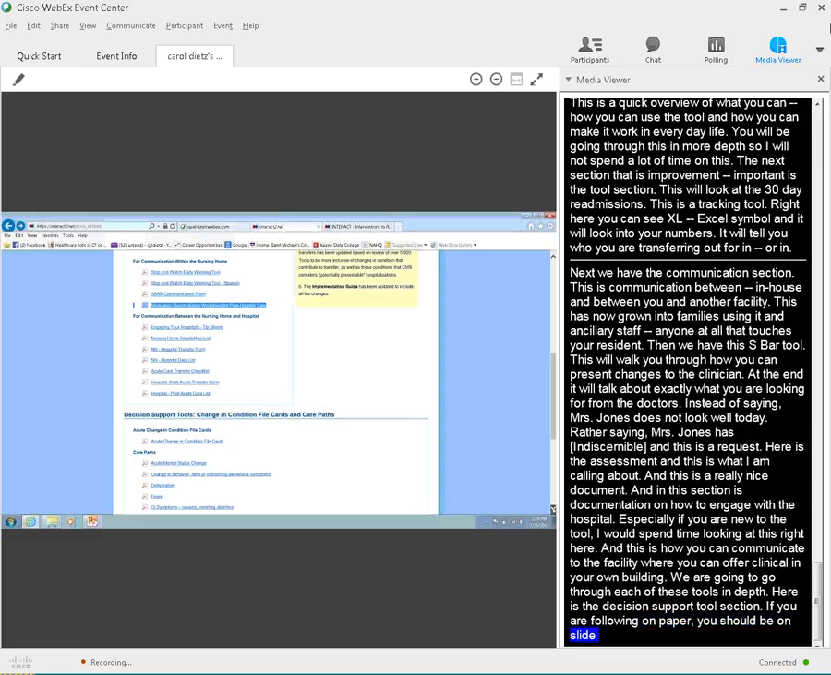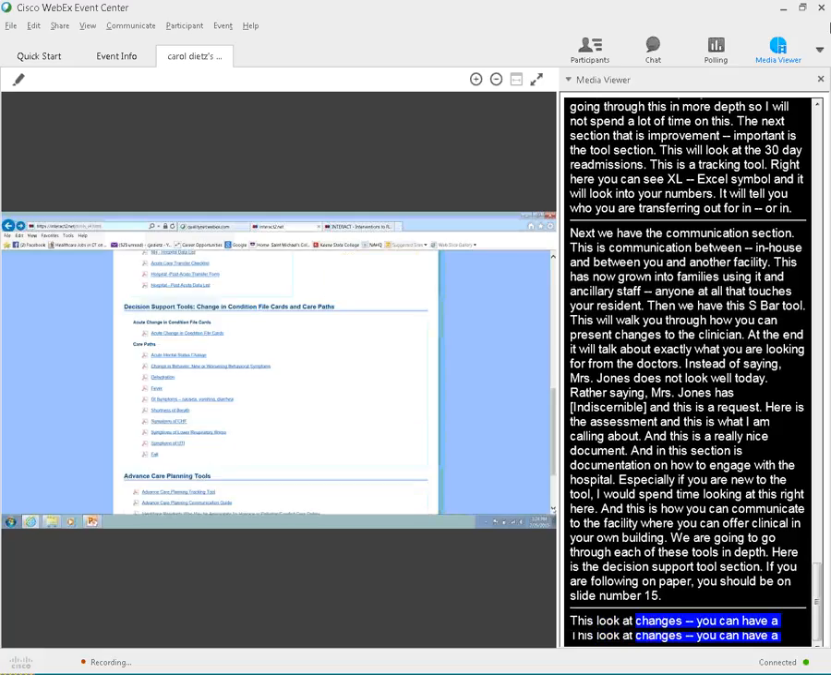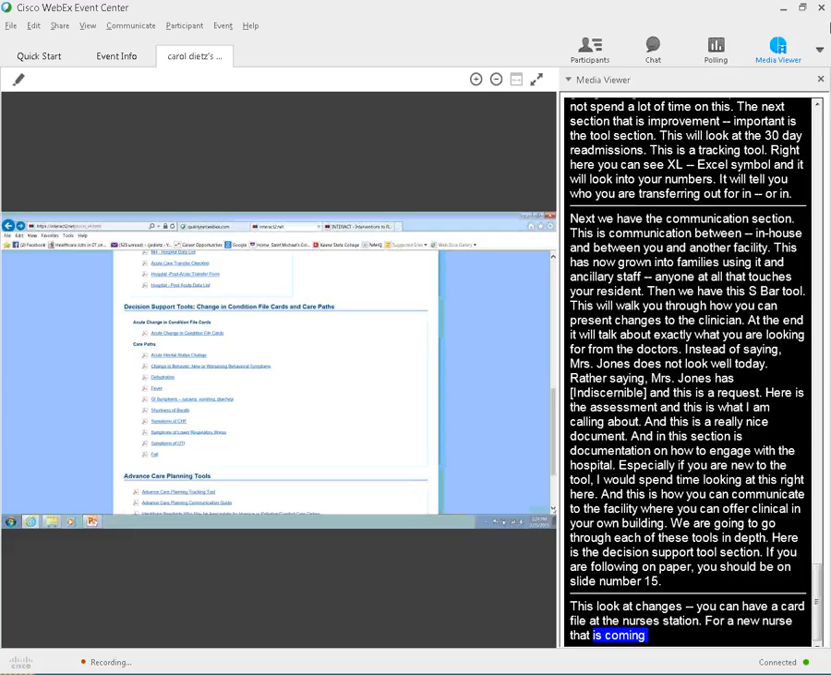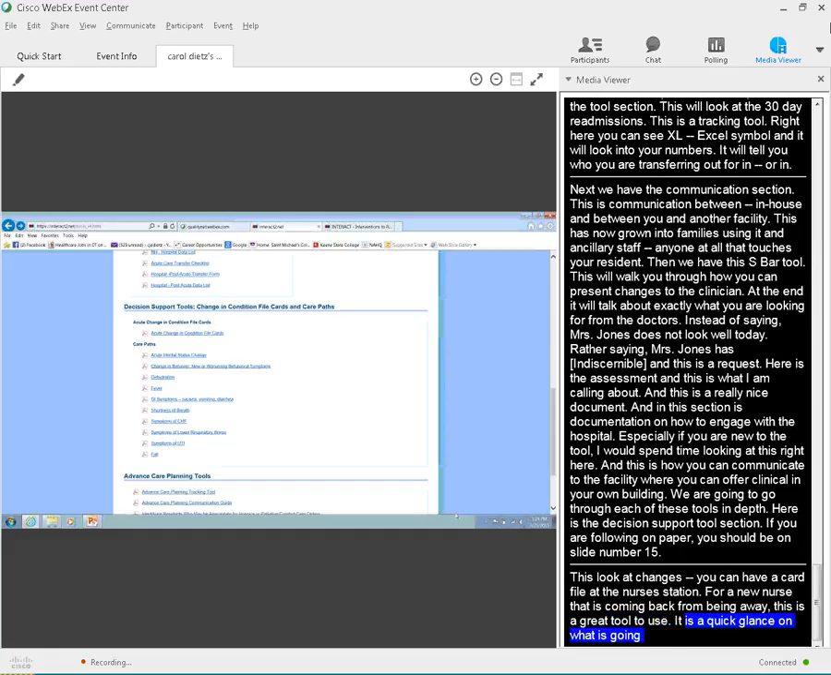This actually looks at acute changes. There are some card files that you can have at your nurses' stations. And for a new nurse or a nurse that's coming back into nursing after years of being away, this is a great tool to use. It gives them at a quick glance, this is what's going on with Mrs. Jones, and these are the things that you should be doing. And it's very portable.